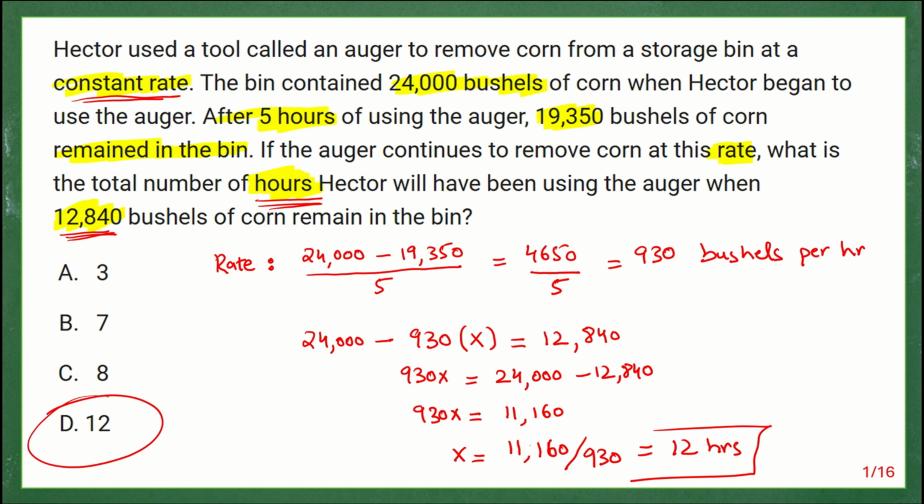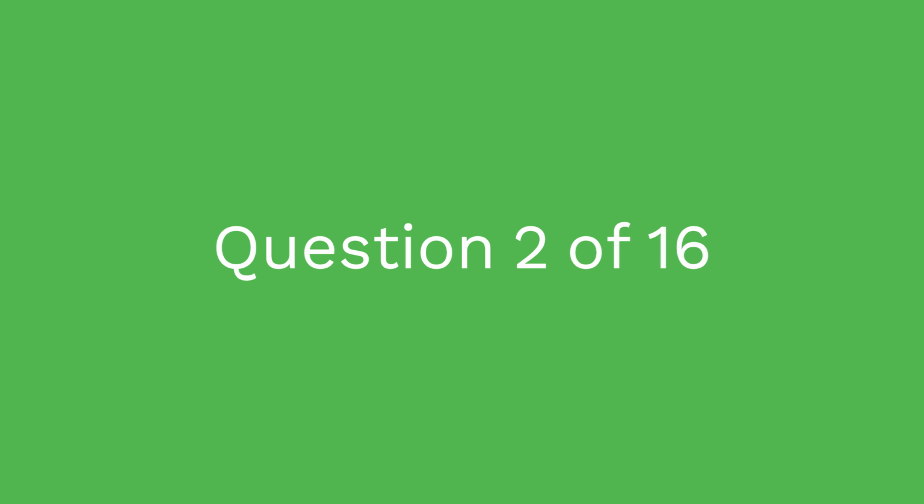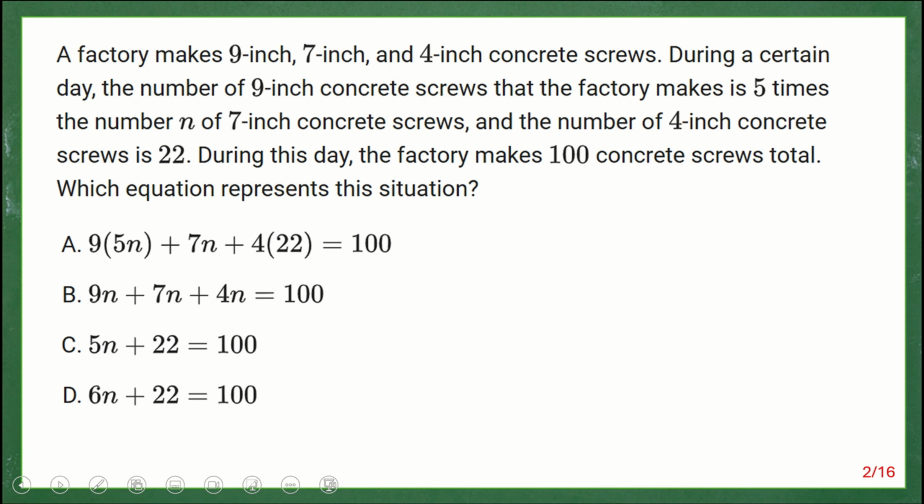So to recap, first of all, we have to figure out that constant rate. And once we have that constant rate, we can calculate the total number of hours utilized in order to lower the number of bushels from 24,000 to 12,840 bushels here. Now let's look at problem number 2 here.